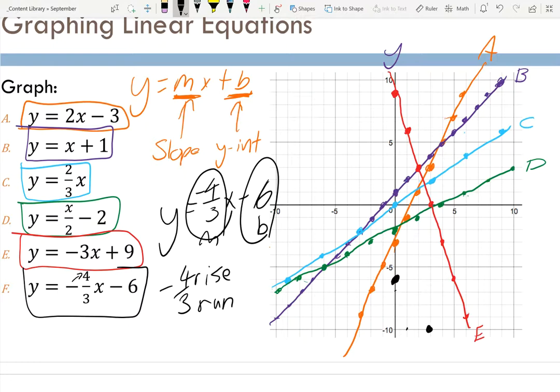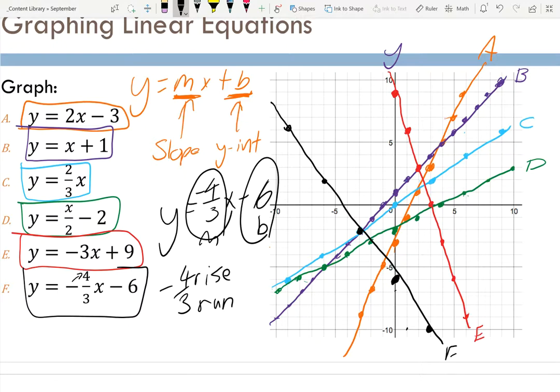Now, I don't really have any more room down there, so I have to go backwards now, do the opposite thing, go up 4 and left 3, up 4, 1, 2, 3, 4, and left 3, up 4 and left 3. Okay, and there is my line. So that is line F.